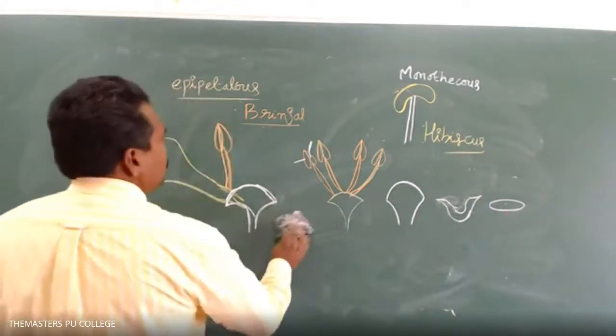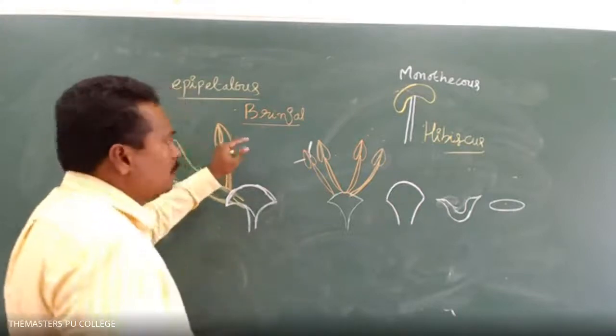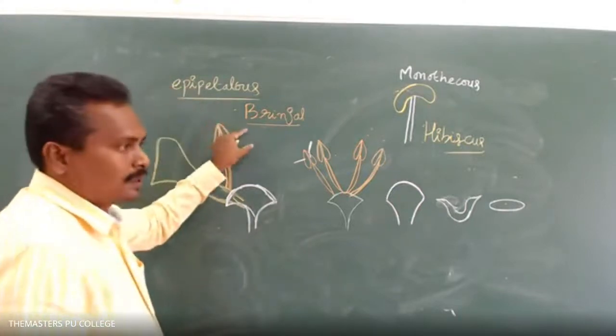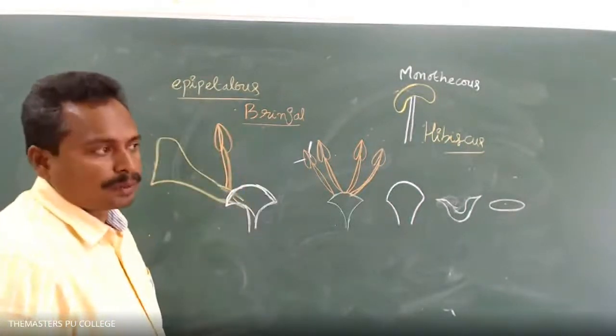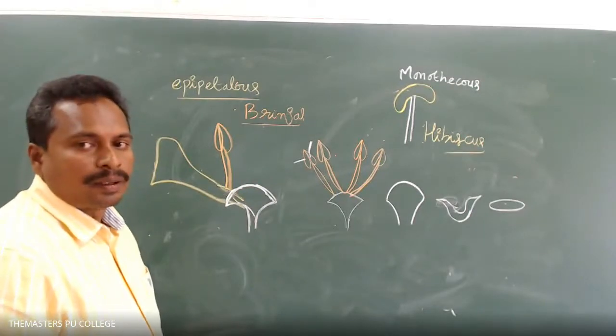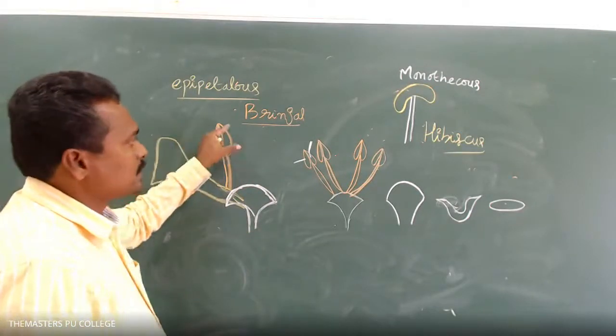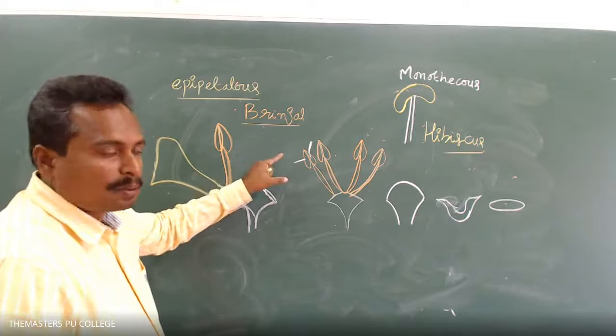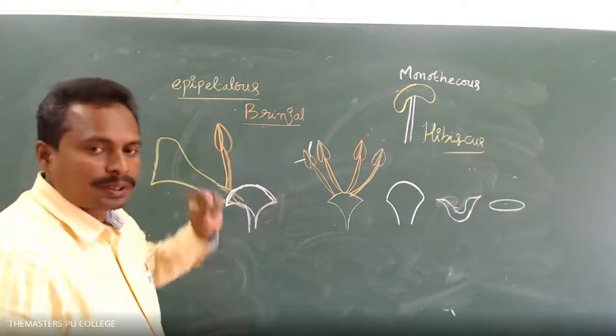Right. So regarding this, in theory, what is epipetalous, and give one example. Epipetalous means the stamens are attached to the petals, and the example is brinjal.